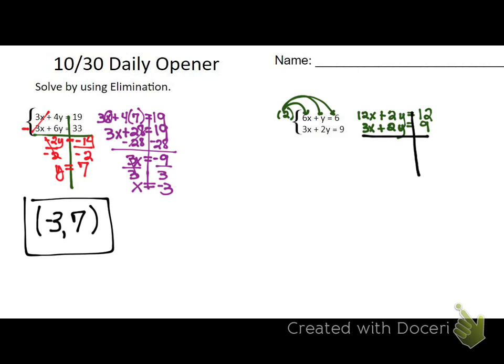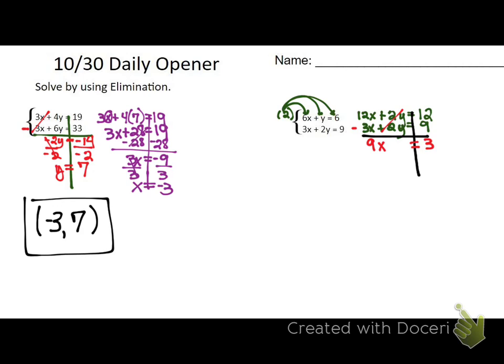So step 2, am I going to add these or subtract those in order to eliminate the y's? So we're going to subtract. Okay? So let's start subtracting. Positive 2 minus positive 2, which is basically 2 minus 2, is going to eliminate. And then what's my last one? Equals 3. So 12 minus 9 equals 3. 12x plus 2y equals 12. 3x plus 2y equals 9.